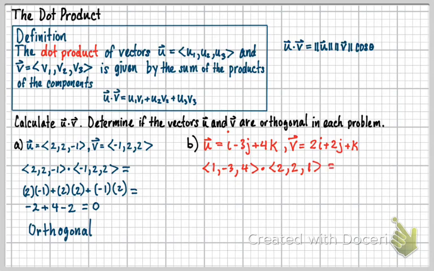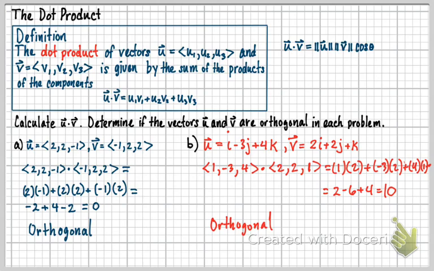So this is going to equal 1 times 2 plus negative 3 times 2 plus 4 times 1. Okay, fit it in. All right, and this equals 2 minus 6 plus 4, which this also equals 0. Oh, these are boring. So both of them are orthogonal. Now, if I got any other number but 0 here, it would be not orthogonal. So this one also is orthogonal. So there's our problems.